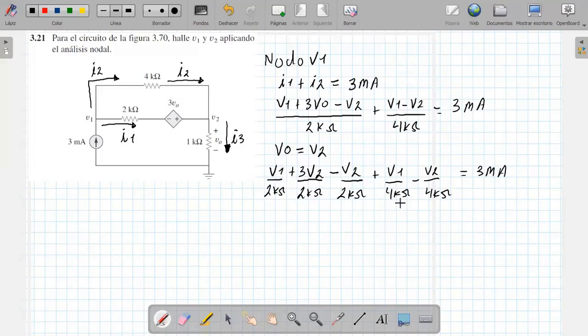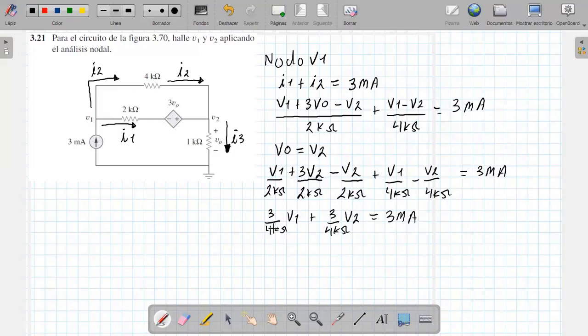Everything that has V1, which would be this and this, is going to stay with me. If you want, you can verify it as 3 over 4 kiloohms of V1, plus everything with V2, 3 over 4 kiloohms of V2. All of that is going to be equal to 3 milliamps.